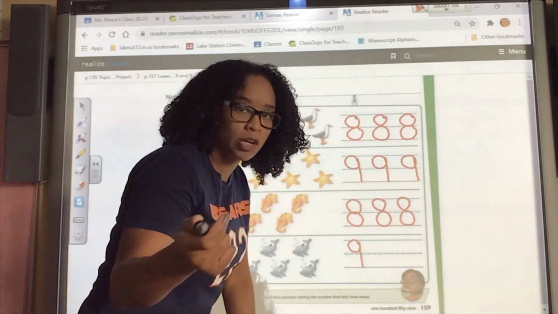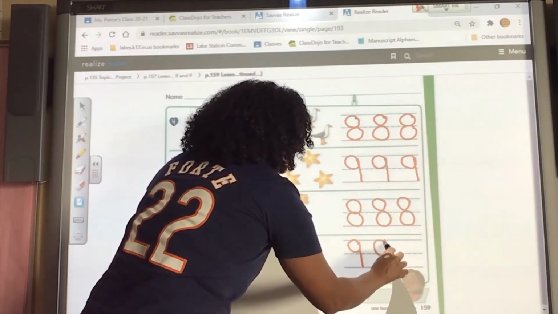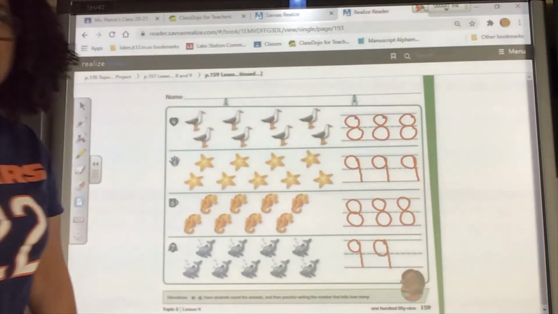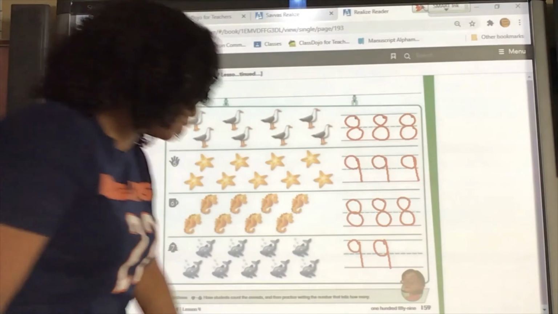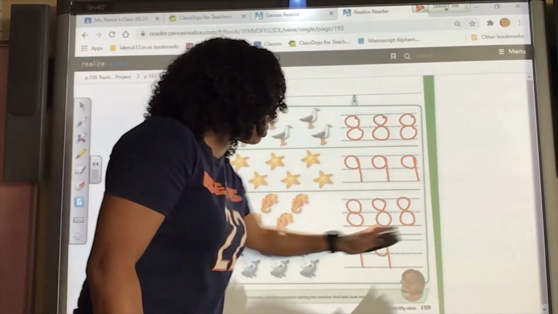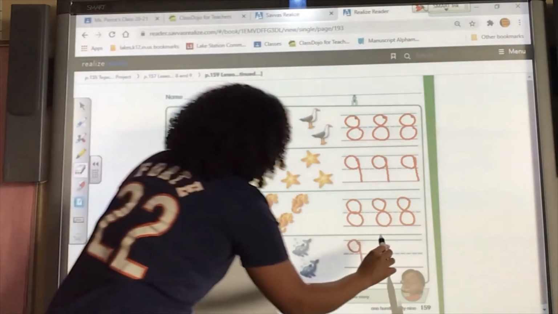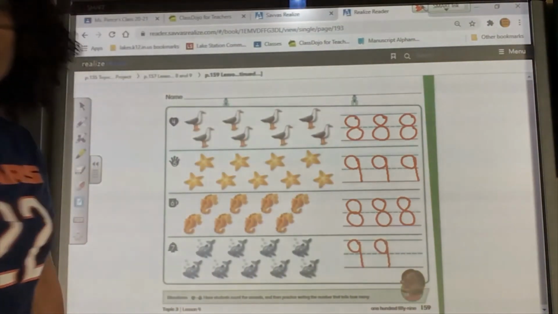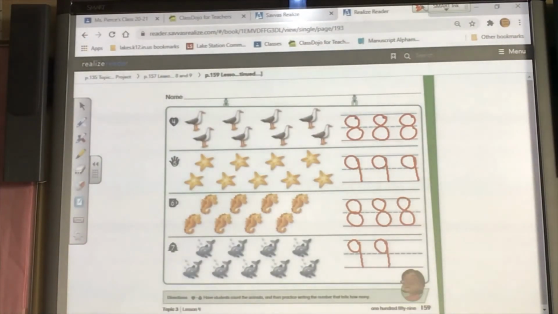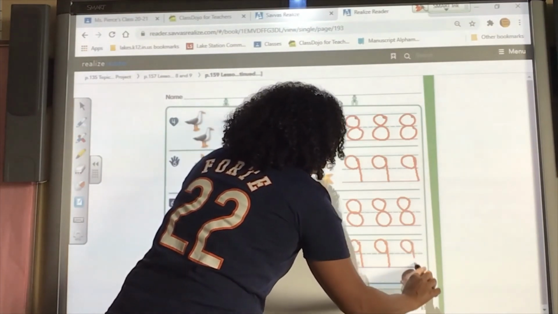Are you writing this in your journal? Good. Come around and straight down. I don't like that one. It kind of goes past my middle line. I'm going to erase and redo, because I know I can do better than that. Come around and straight down. Yes, that looks a lot better. All right, let's write one more. Come around and straight down.